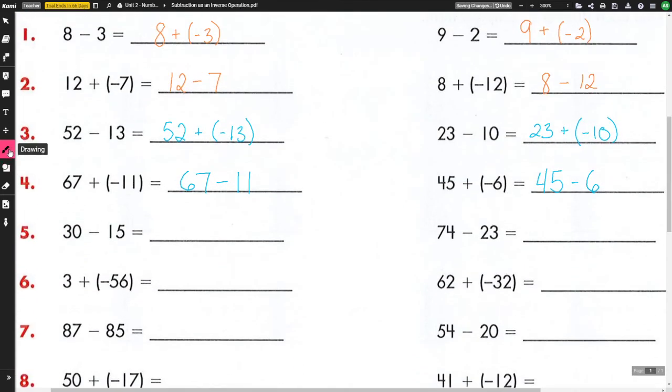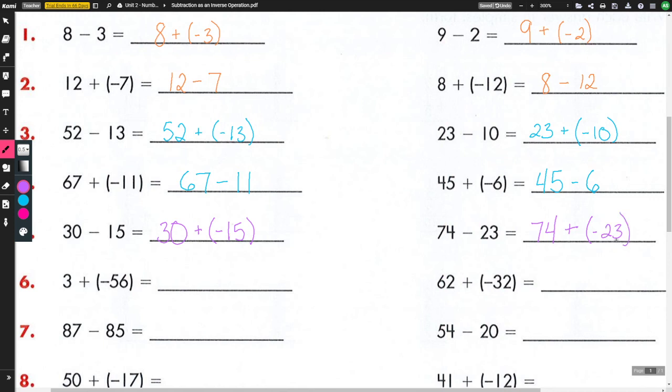Okay, I'll do one last row. We have 30 minus 15. I keep 30 the same. I change the subtraction sign to addition. Then I take the opposite of 15, which is negative 15. And the last one we'll do together, 74 minus 23, which becomes 74. Remember that first number stays the same no matter what. I changed the subtraction sign to addition, and then I changed the positive 23 into a negative 23.